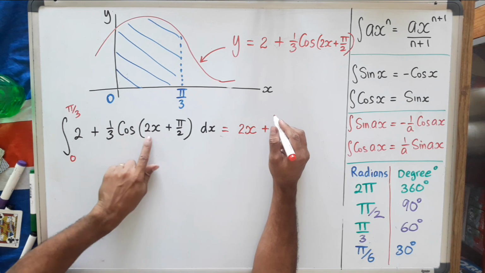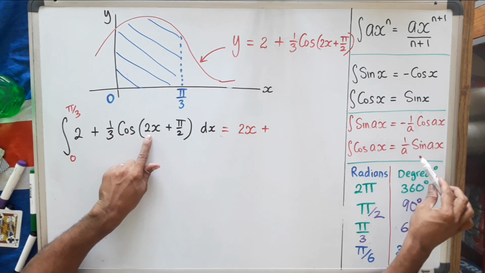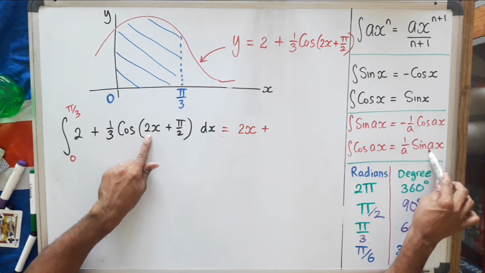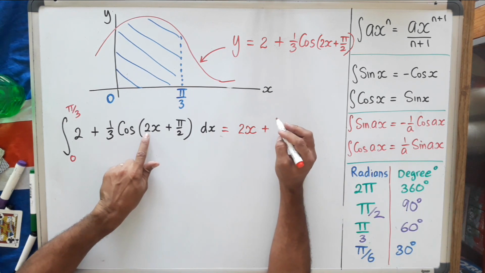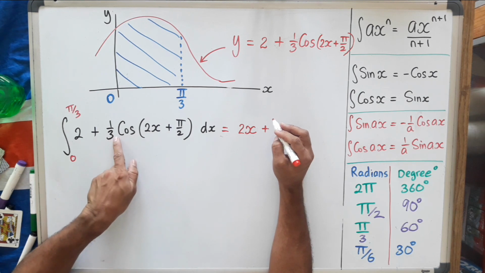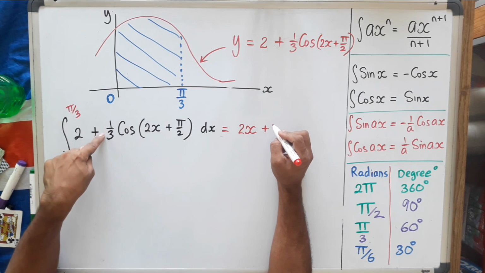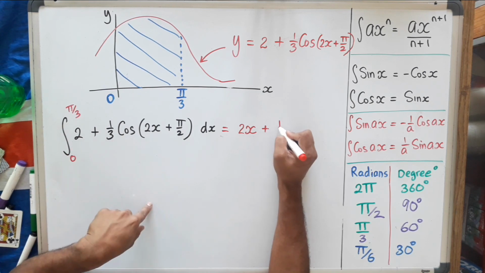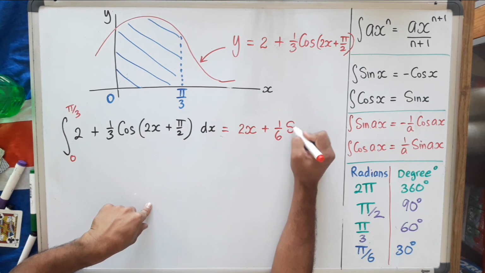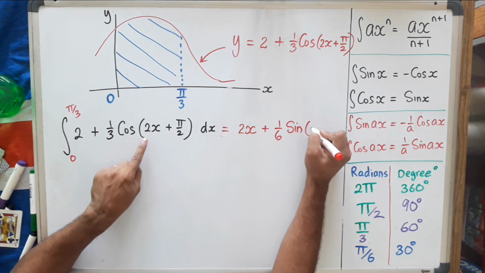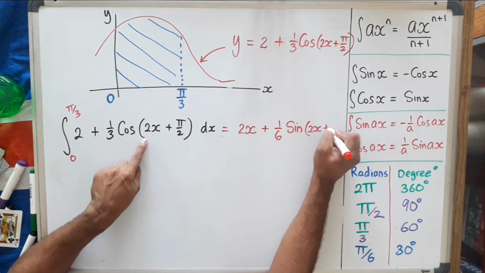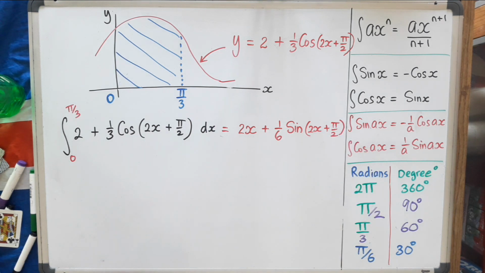Plus, when you integrate cosine, you get sine, and whatever is touching x goes underneath. So the 2 will go underneath the 1 here, but here has a 3 waiting. So the 1 and the 3, and the 2 will go underneath. 3 by 2 is 6 sine, and then we write back the same exact thing in the brackets, 2x plus pi on 2. Okay, so I hope you understood that integration there.